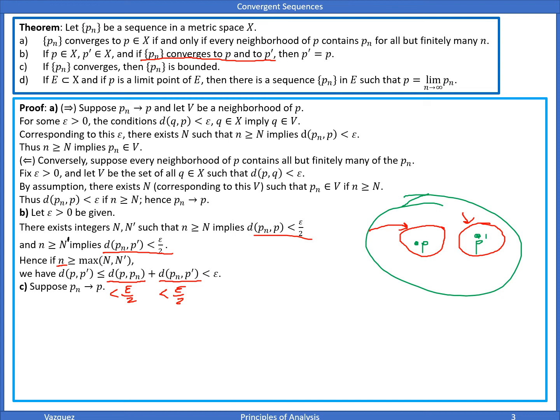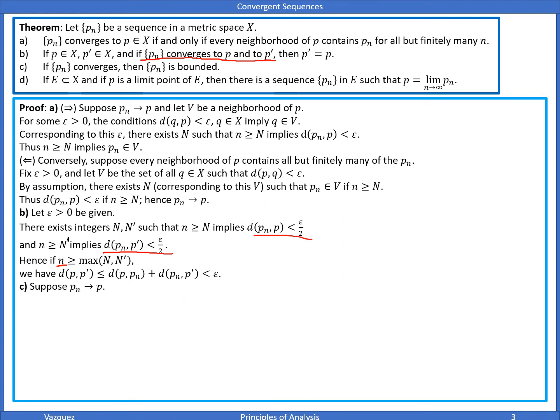So if this illustration over here helps you, remember we can only have all but finitely many points of the sequence in this neighborhood. So there can only be finitely many in this neighborhood, which kind of leads us to a contradiction because a finite set can't have a limit point. So that was a direct proof of that.